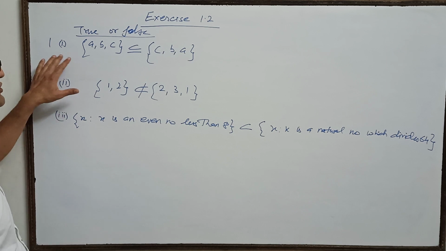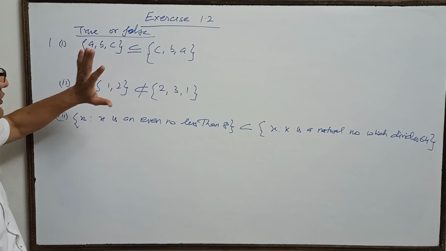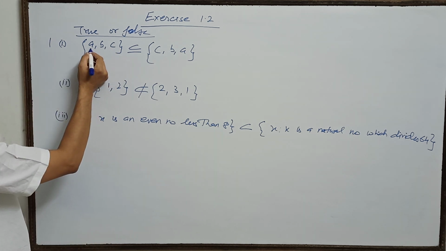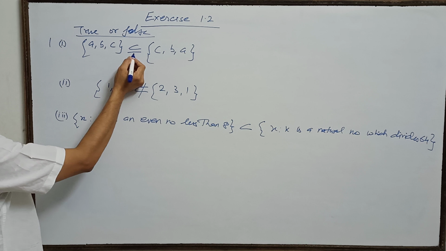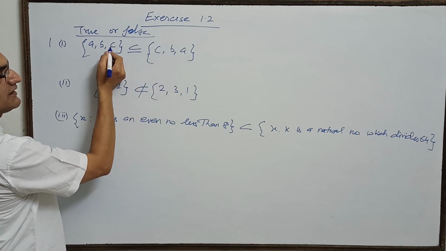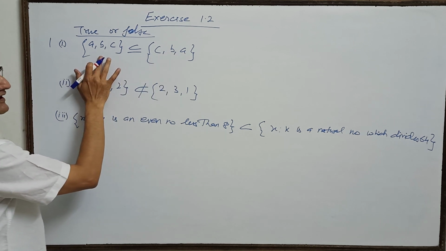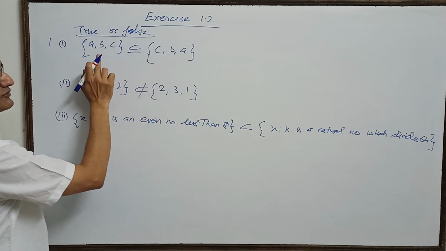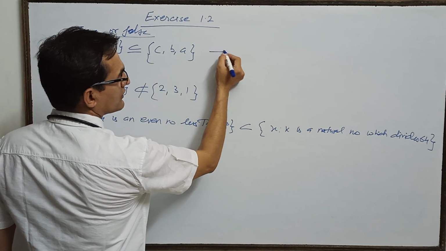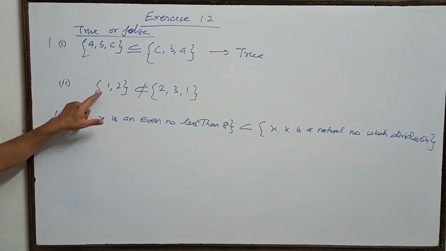Now, in the first question, we have to tell whether these given statements are true or false. First one: the set having elements A, B, C is a subset of the set having elements C, B, A. All the elements of this set are contained in this one, so this set is a subset of this one. So this is true.